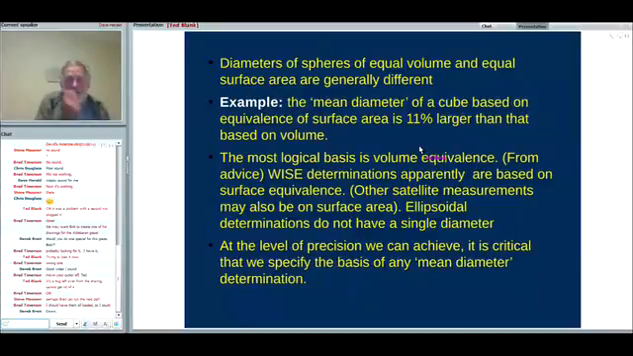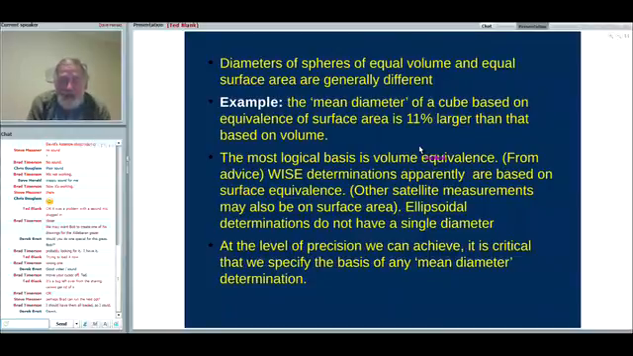Now, as indicated earlier, the most logical basis in my view is volume equivalence, and that's the basis which the DAMIT shape models are built on. From discussions I've had with some people involved with NEOWISE, their determinations are effectively based on surface equivalence. And I suspect that's probably the case for IRAS and AKARI. And you've got the problem that with some of these satellite measurements, they're using ellipsoidal determinations, and then you don't have a single diameter.